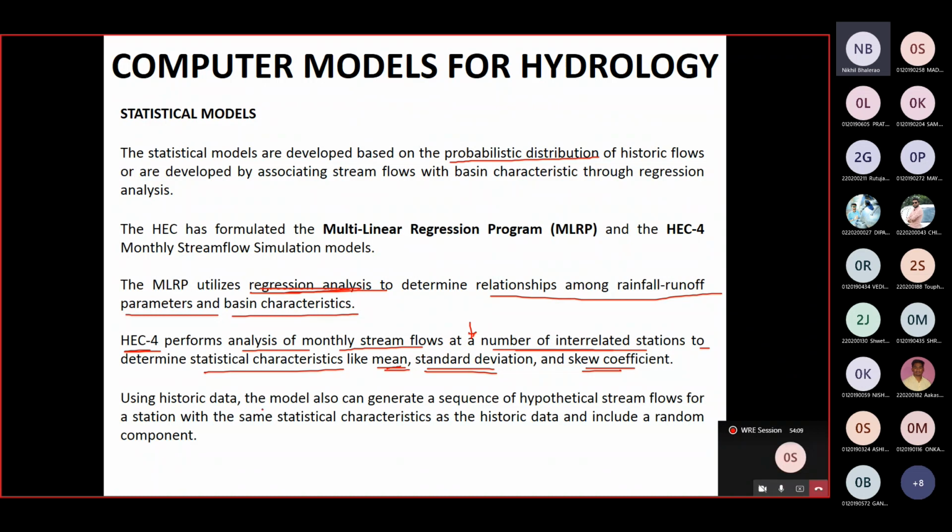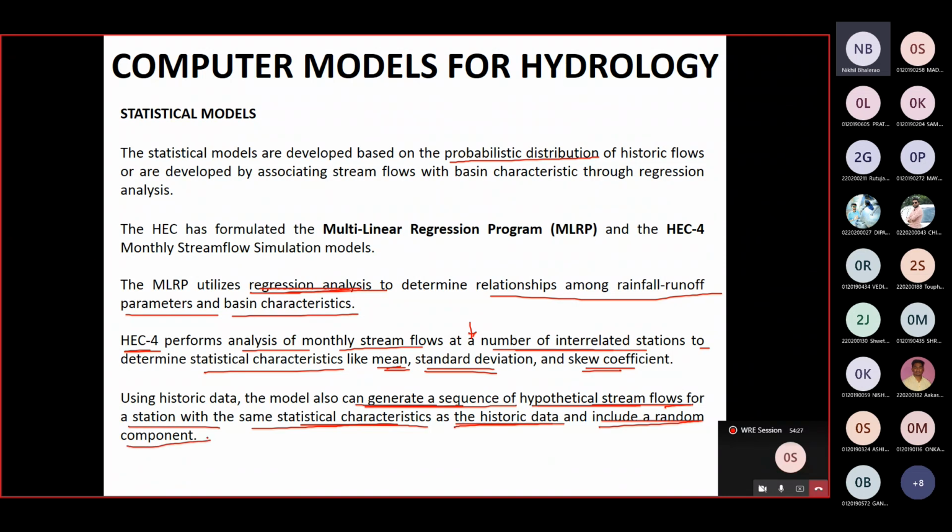So using the historical data, the models can also generate the sequence of hypothetical stream flows for a station with the same statistical characteristics as the historic data and include the random component.